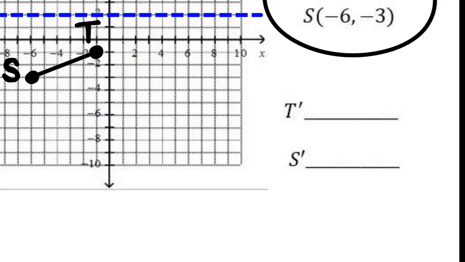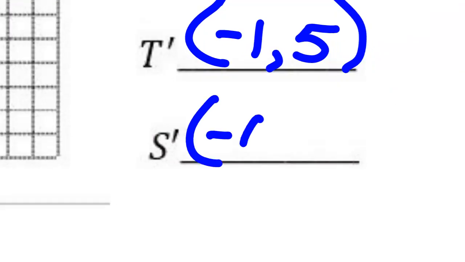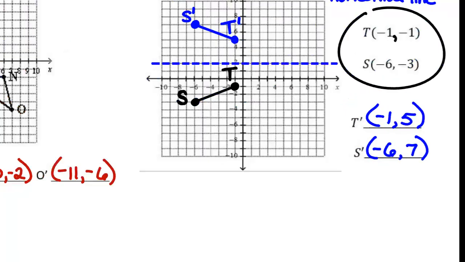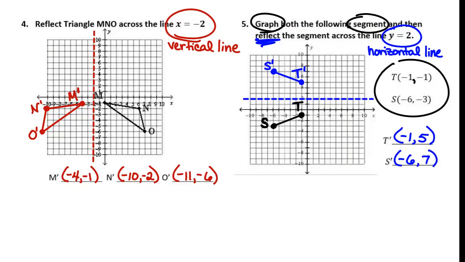So T prime, T was at -1, -1. We didn't move left or right at all, so my x is still -1, but now it's up here at 5. S had been at -6, -3. We're still left 6, but now we are at +7 for the y value. S used to be the lowest point. S prime is the highest point now because we've reflected over this line here.